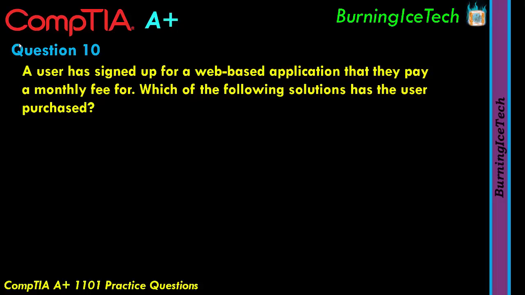Alright, so this is an application. It's running in a cloud. It's installed in a cloud. Everything is happening somewhere else. So we know it's cloud. The question is, what kind of cloud are we dealing with?